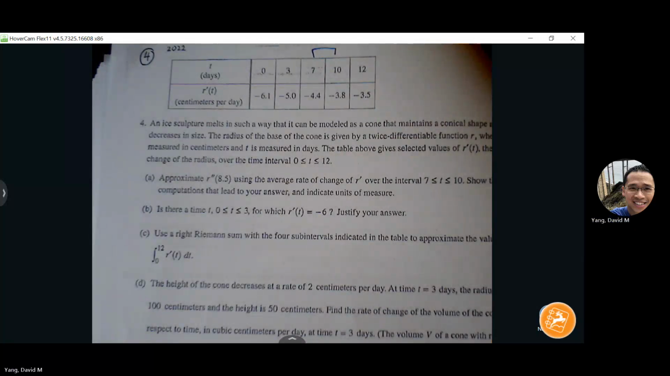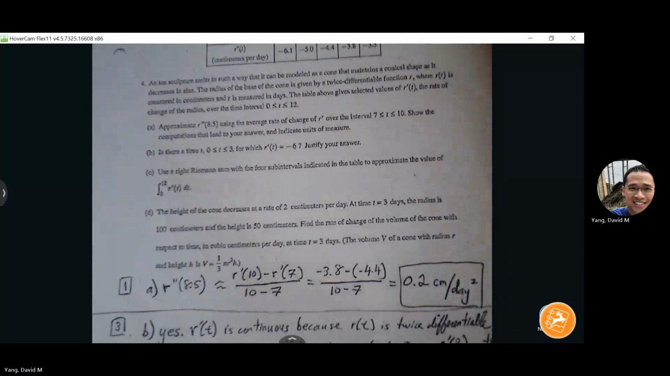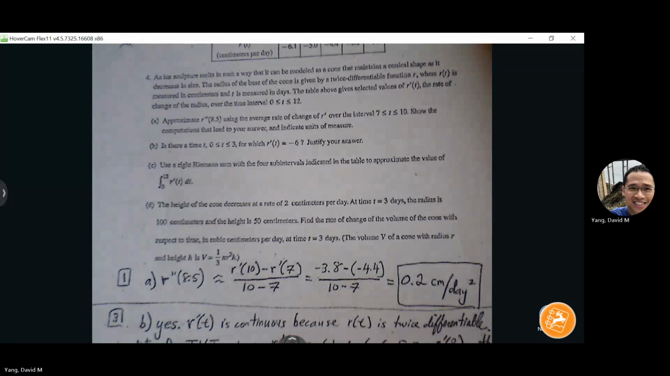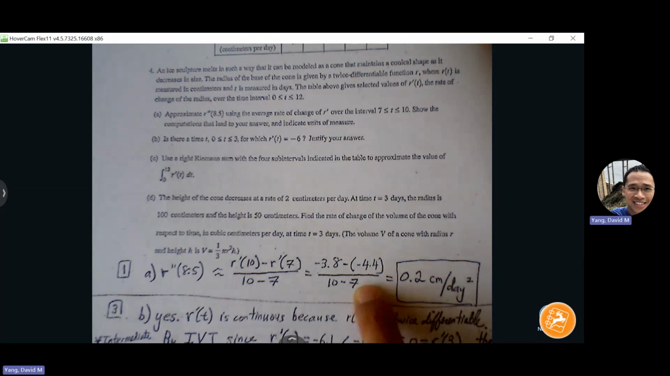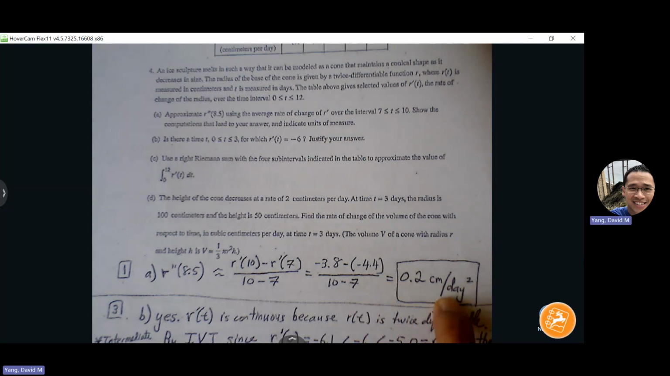So yeah, there's our rate of change there. And then our units will change as well because we started off with centimeters per day. Now we're dividing by time again. So centimeters per day, or centimeters per day squared.